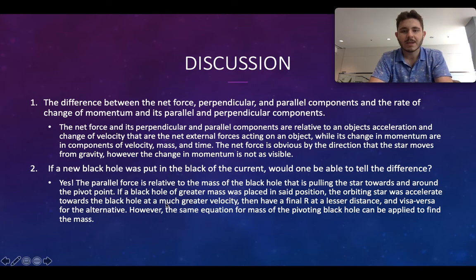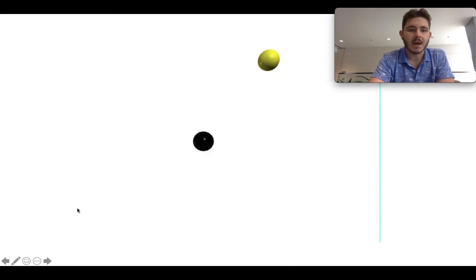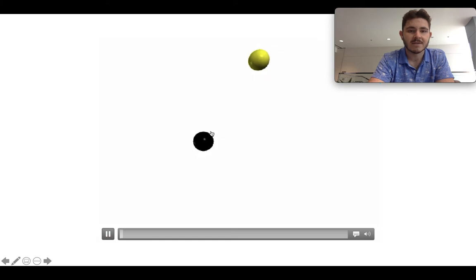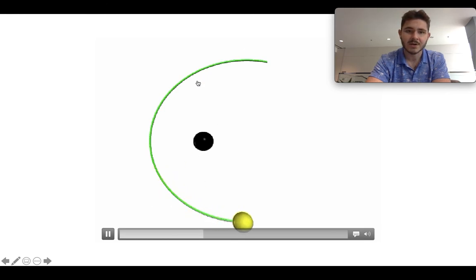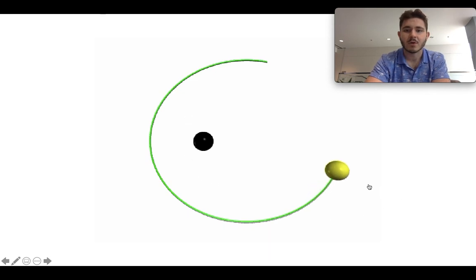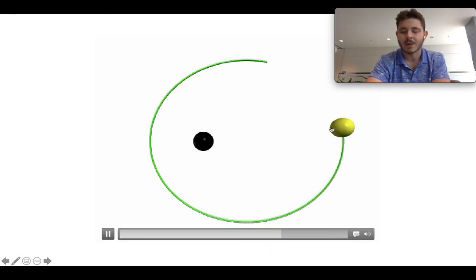And if it was a different black hole, of course, we'd be able to tell the difference, because the masses would be different, and therefore the gravitational force would be different. If the black hole were to have a greater mass, its gravitational pull would be much greater, and this would be much closer in radius, and therefore the orbiting star body would be going much faster.